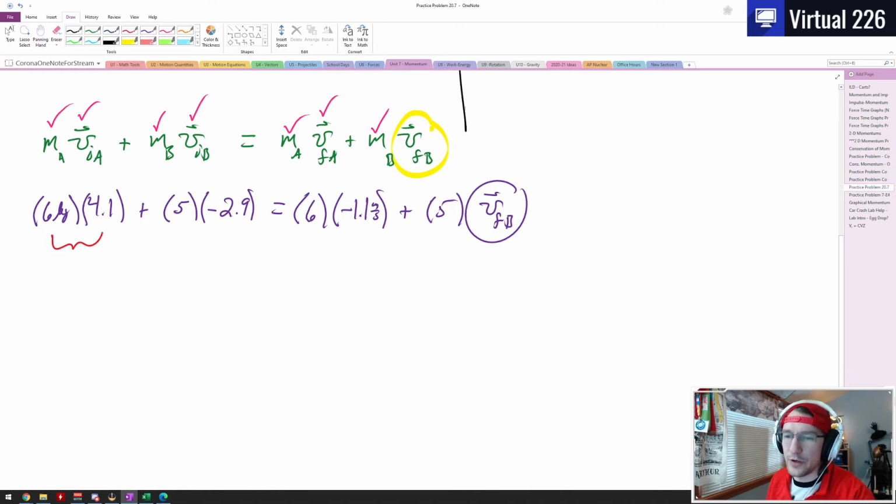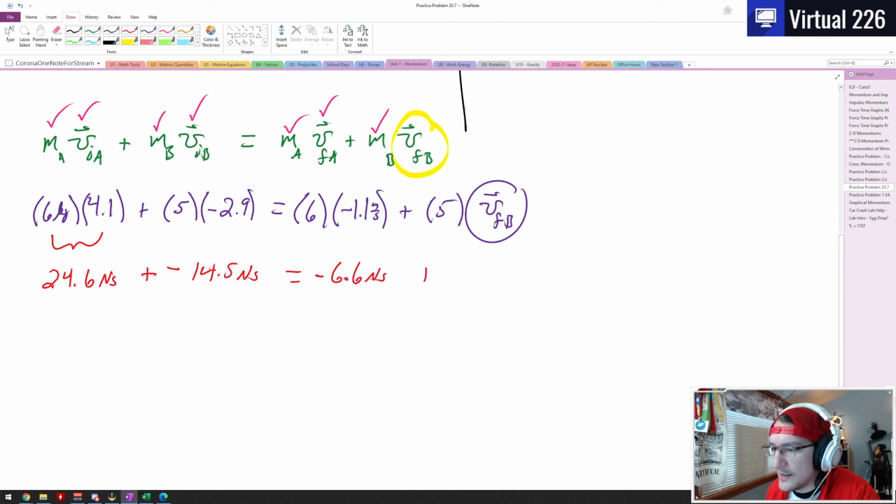So 6 times 4.1, that should be about 24.6. It is. And because they're all momentums, these are going to have units of Newton seconds. 5 times negative 2.9, so we're adding a negative 14.5 Newton seconds. Or if you just wanted to write that as a subtraction, you could. This is going to equal 6 times negative 1.1, which is negative 6.6 Newton seconds, and then plus 5 final velocity of B.